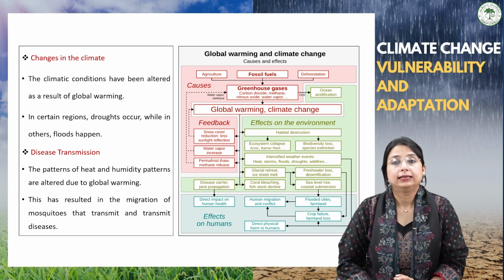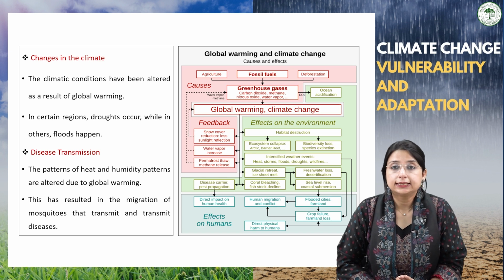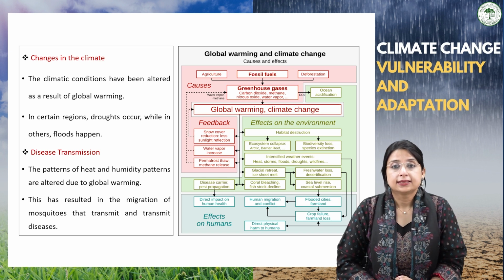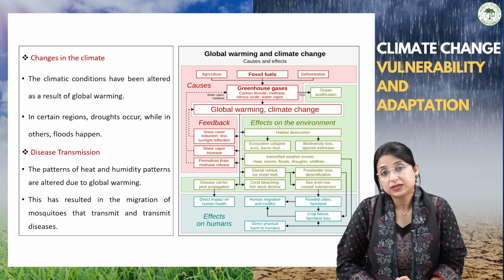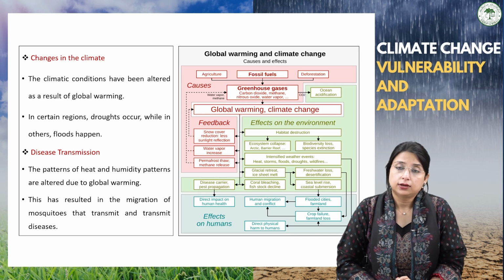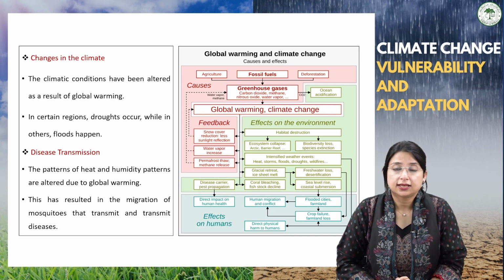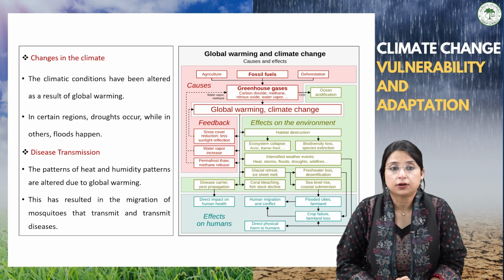Global warming directly leads to changes in the climate. Mainly the climatic conditions get altered due to global warming. There may be a temperature rise, there may be drought in some regions, there may be floods experienced in some regions. Overall, the climatic element pattern gets changed. There may be a change in the precipitation pattern, temperature regime, etc.